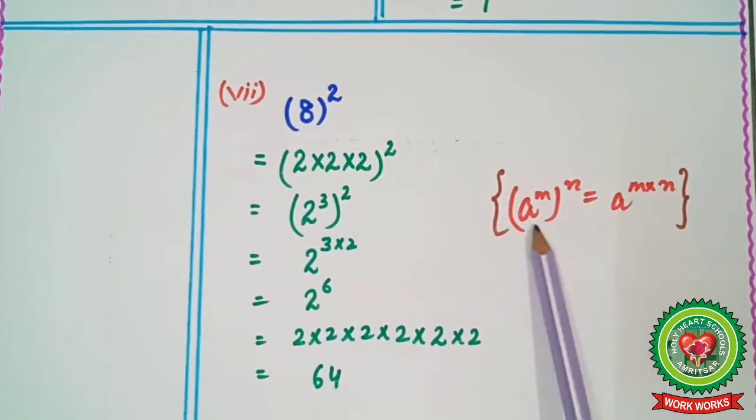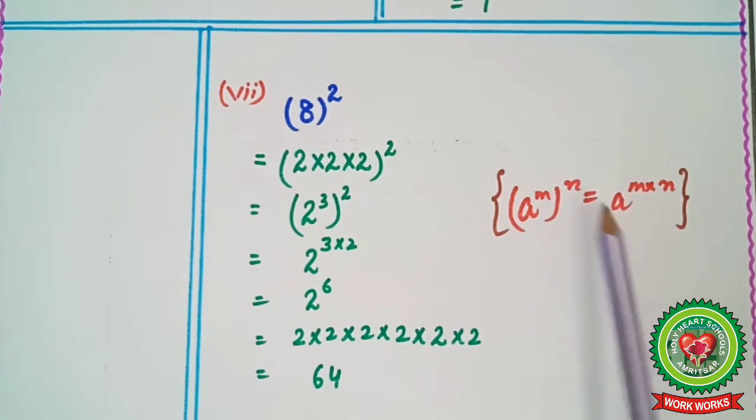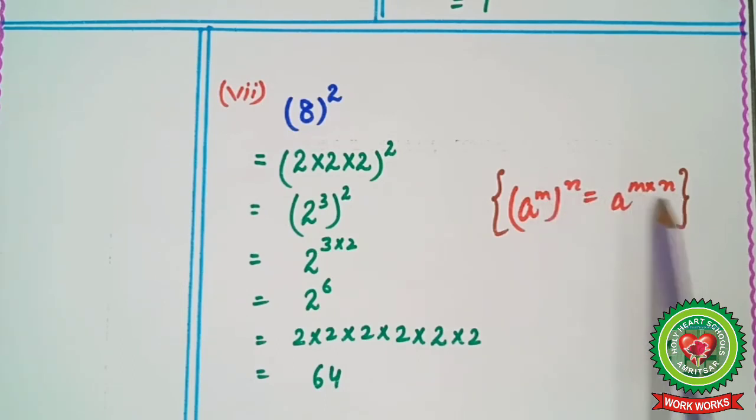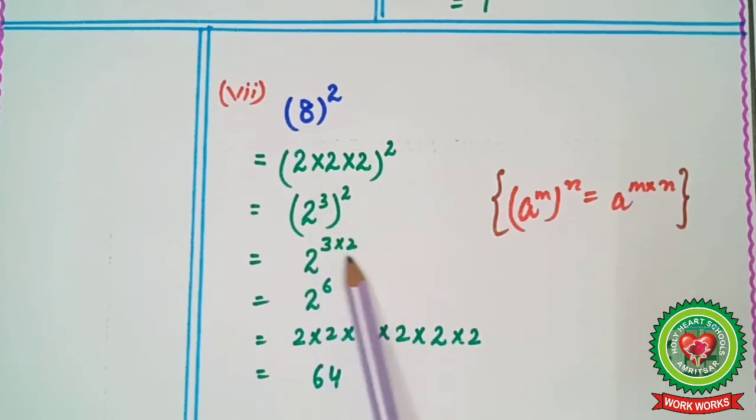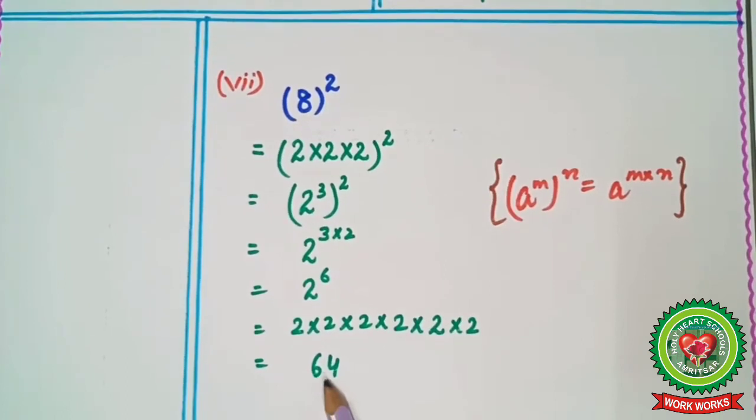Now (2 raised to power 3) bracket raised to power 2 means what? This rule we will use here: (a raised to power m) bracket raised to power n equals a raised to power m multiplied by n. Similarly, we will have 2 raised to power 3 multiplied by 2, which equals 6. So 2 raised to power 6 means 2 will be multiplied 6 times. After multiplying it 6 times, you will get the answer as 64.